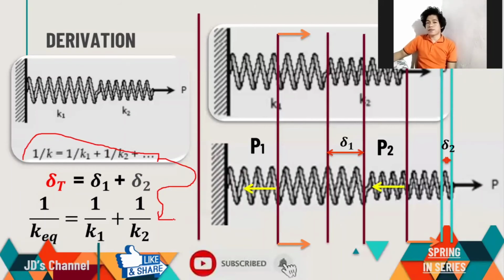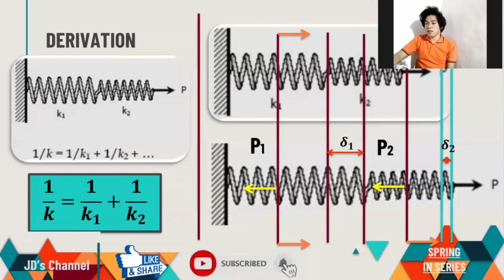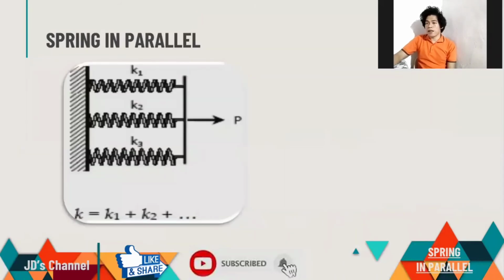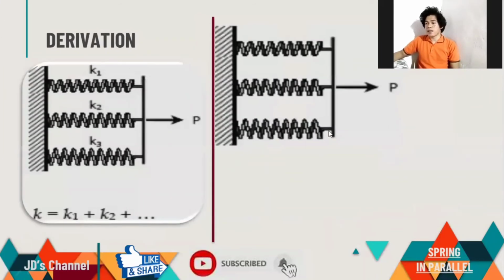Okay. So the next one is spring in parallel. So, ang kanyang formula class, kung mapapansin natin, K is equals to K1 plus K2 plus K3 plus K4 kung ilan man ang inyong spring. So, let's proceed. Ayan, for the illustration, derivation din natin, paano natin nakuha yung ating formula na yan.